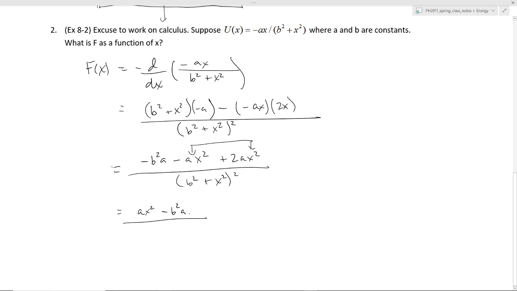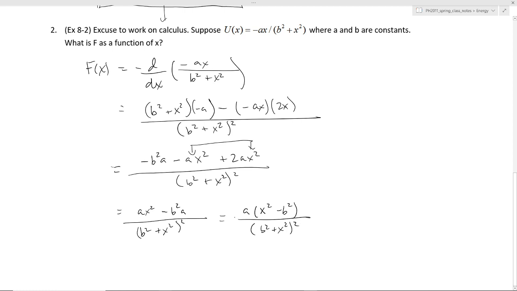And still over our b squared plus x squared, quantity squared. And we could factor this factor of a out of the numerator if we wanted to, and we'd be left with x squared minus b squared over b squared plus x squared, quantity squared.